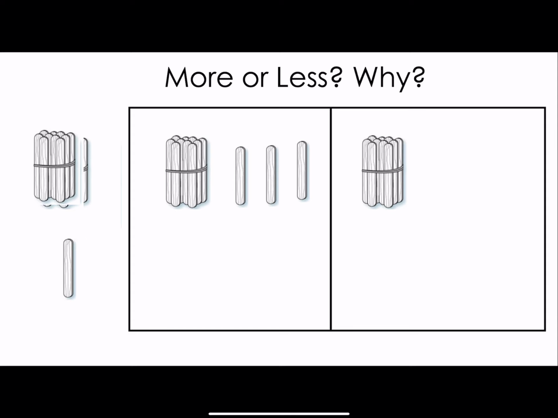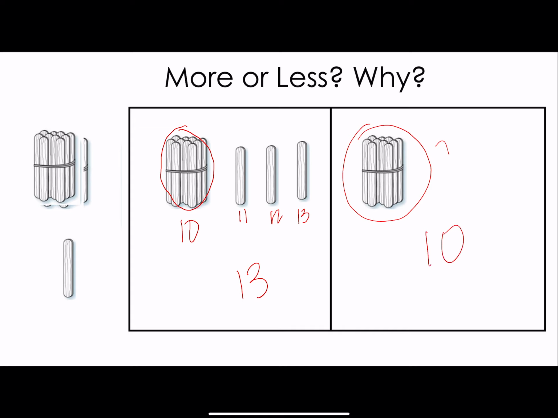So yesterday we said that this one group was worth 10, and these were each worth 1. So we would have 10, this would be 11, 12, 13. So I would have 13 popsicle sticks. In this box, we had one group of 10, and we didn't have any ones, so our number would have been 10. So who has more?